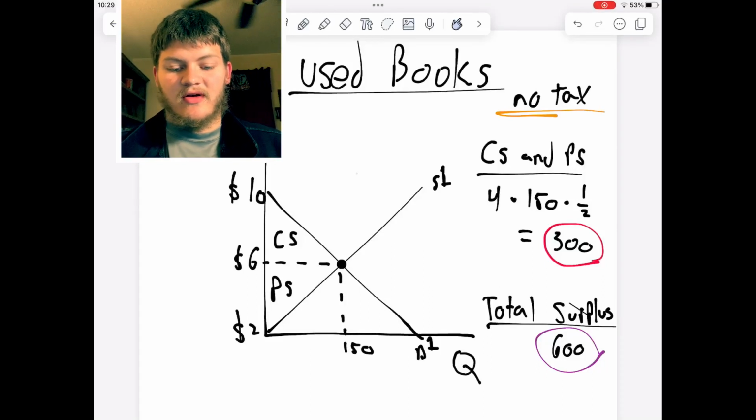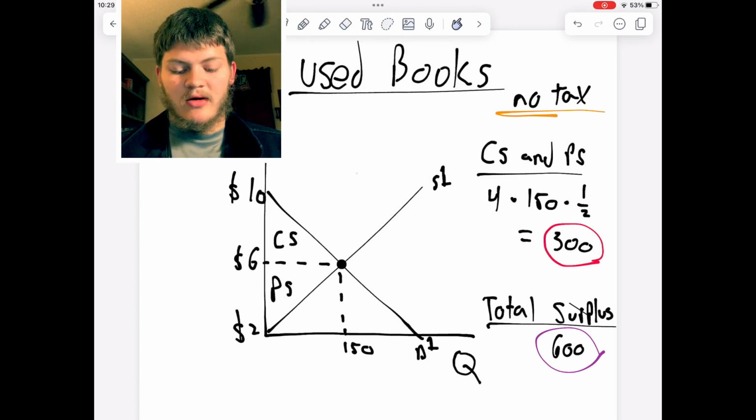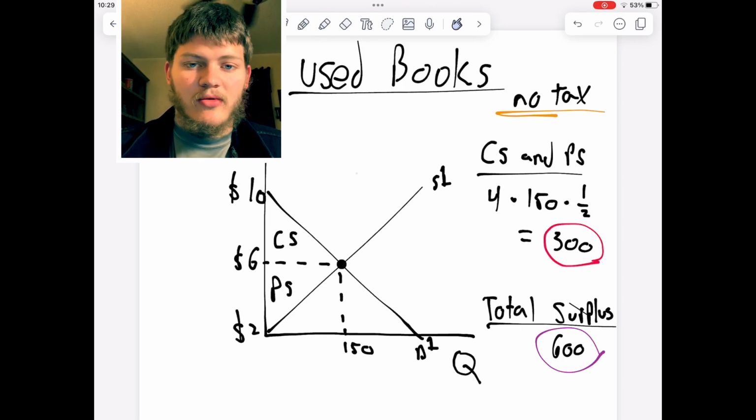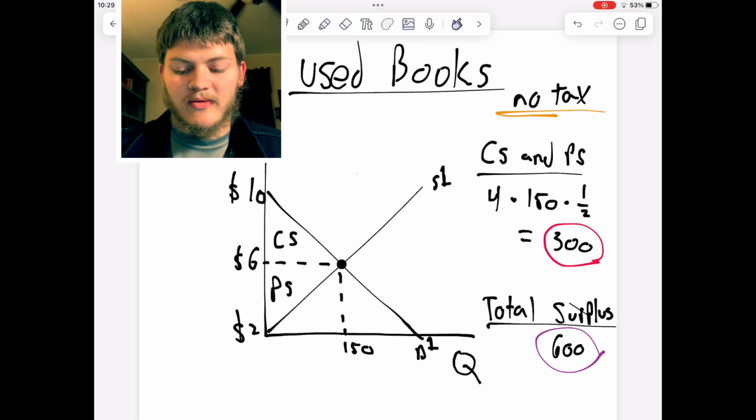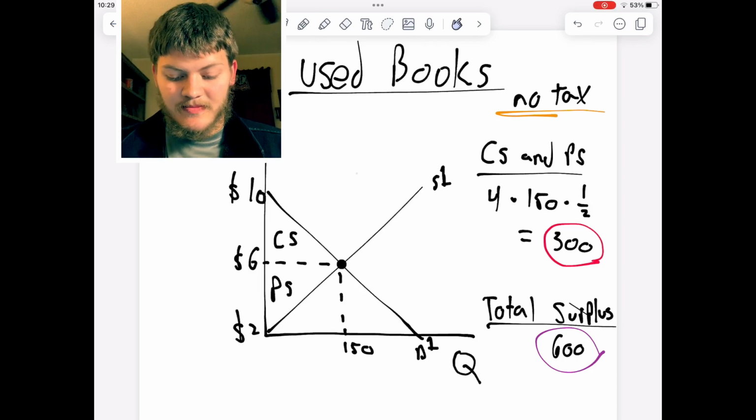The first graph we have here is the market for used books. And as you can see here, the equilibrium price is $6. The quantity supplied and quantity demanded are both 150. And this is an efficient market with no tax.